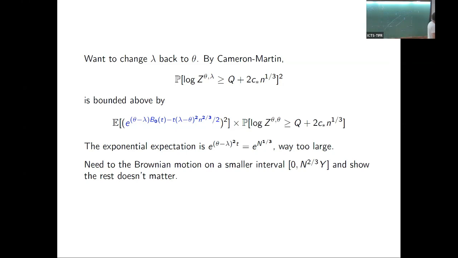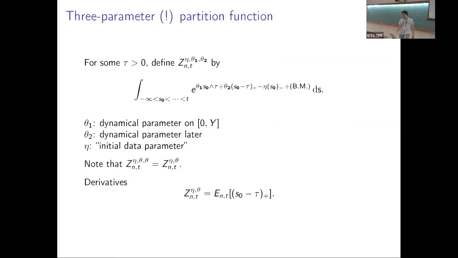Okay, so what we need to do is change the Brownian motion in a smaller interval. So we should change to a new partition function that has 3 parameters: 1 parameter for the initial data, 1 parameter that's coupled to positive times up to a certain time tau, and 1 parameter for after.